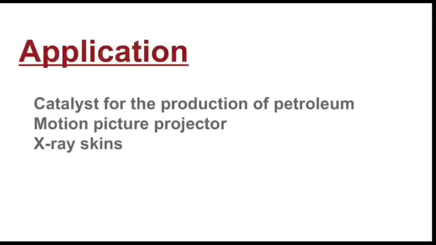Okay. Now let's talk about some useful applications of lanthanides. Lanthanides have broad scientific and industrial applications. They are used as catalysts in the production of petroleum. They are often used in lasers, motion picture projectors, and X-ray screens. Some lanthanides are combined with iron to create flint for cigarette lighters. Flint means that it is going to spark before ignition of the flame in the lighter.